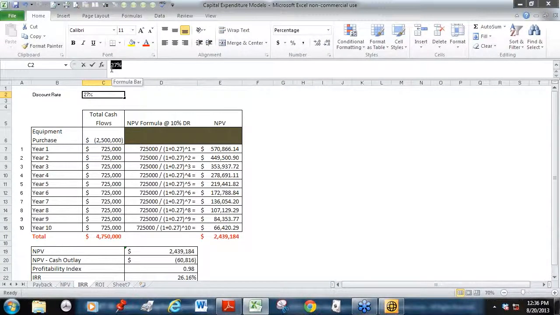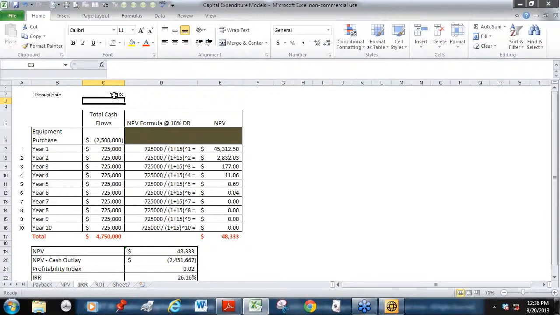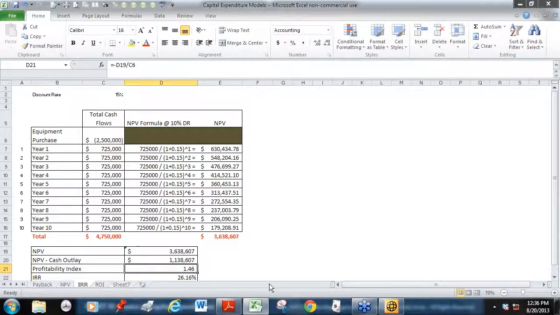So let's go to 15%. Oops, not 15,000. Okay, so given this example with a discount rate of 15%, a profitability index of 1.46, and an IRR at 26.1 or 26.2, use your chat window to let me know if you think you would invest into purchasing the equipment. Great, I see a unanimous yes, yes, yes, yes. Fantastic. Absolutely. You got it. Very good.